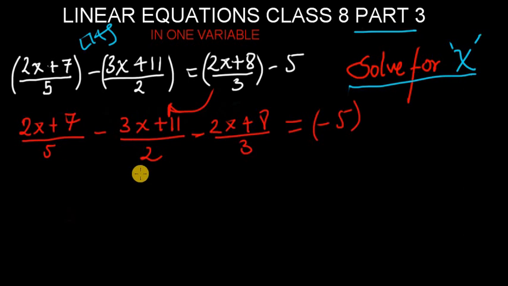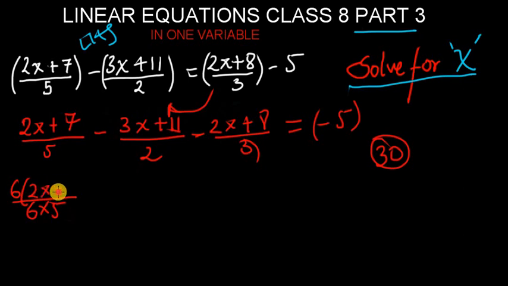Now we have to take the LCM because we have to subtract or simplify them. So what is the LCM of 5, 2 and 3? That is indeed 30. So we have to convert all the denominators into 30. What do we have to multiply with 5 in order to get 30? That is 6. So 6 into 5 and 6 into (2x plus 7).